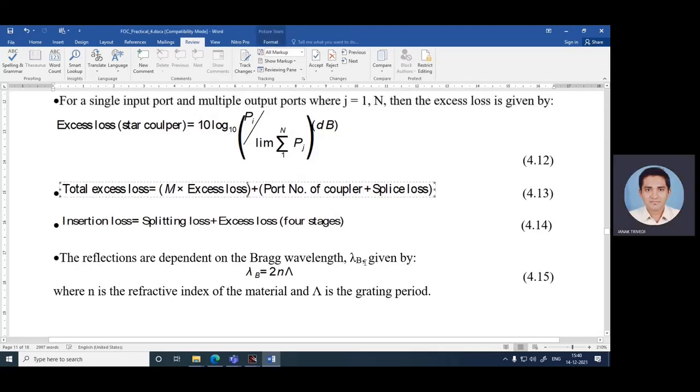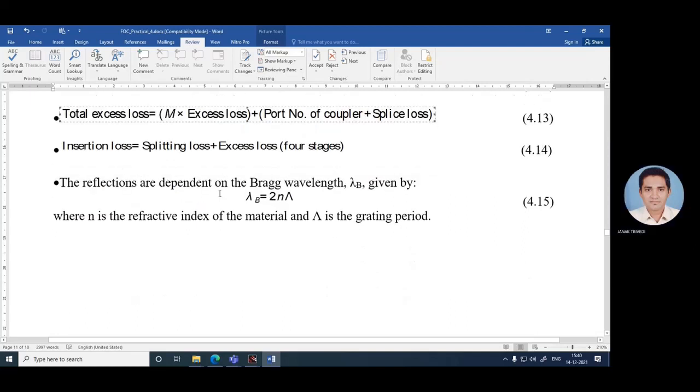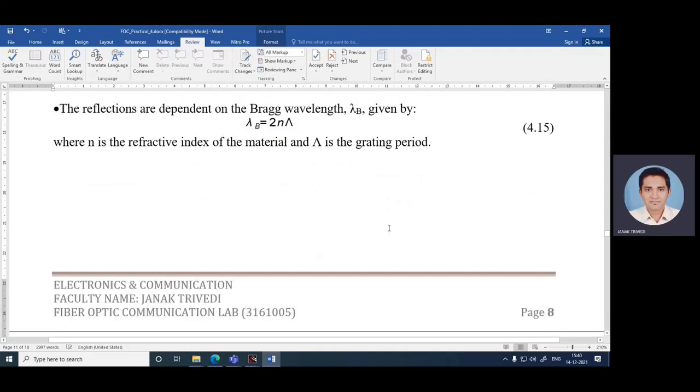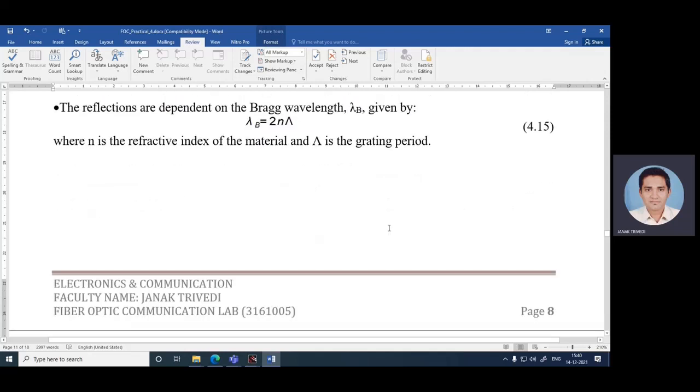Total access loss equals m times access loss plus port number of coupler plus splice loss, equation 4.13. Insertion loss equals splitting loss plus access loss, equation 4.14. And the reflection is dependent on the Bragg wavelength λ_B, given by λ_B equals 2nΛ, equation 4.15, where n is the refractive index of the material and Λ is the grating period.